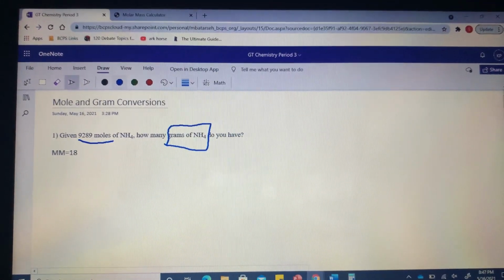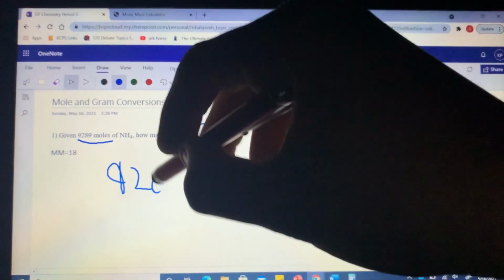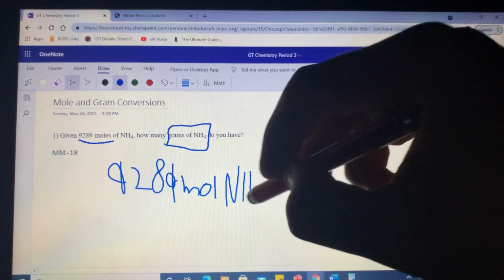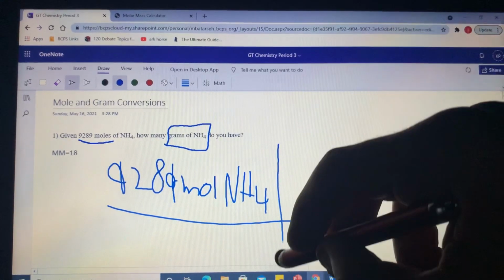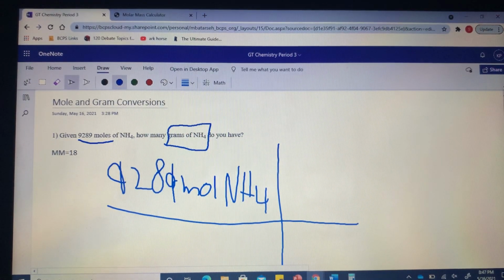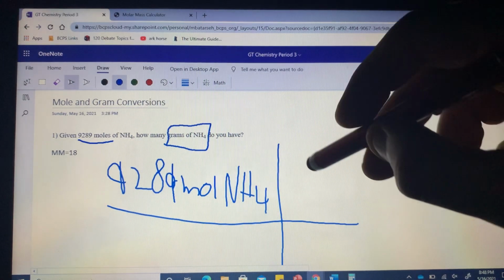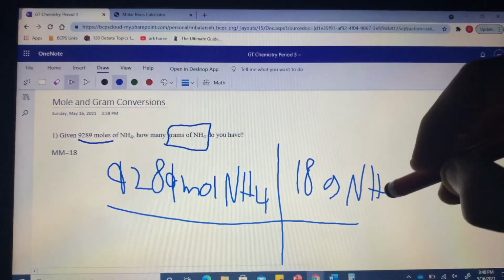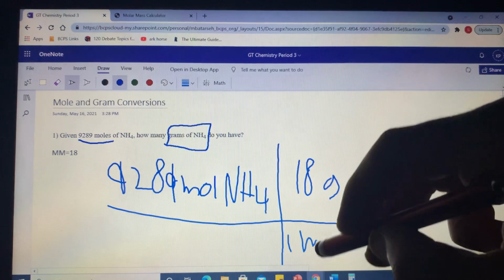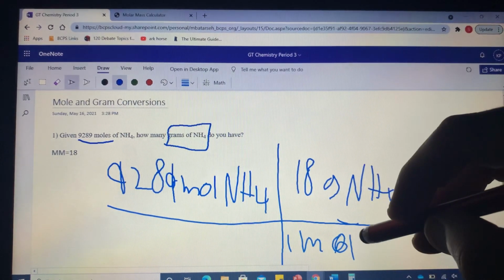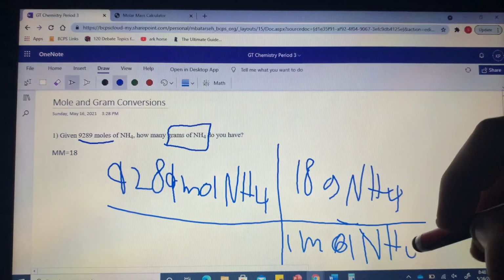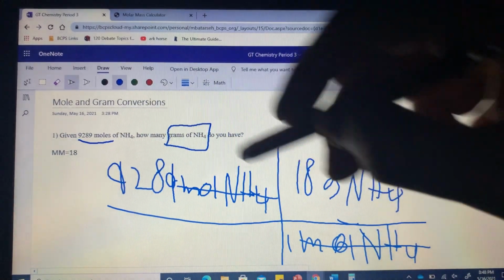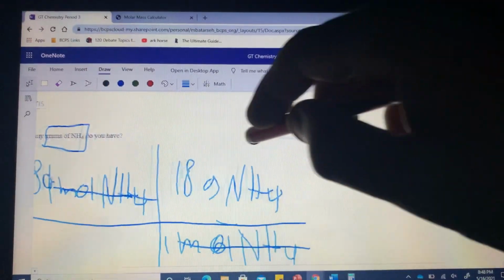So first, we start off with 9,289 moles NH4. Okay, simple enough. We gotta convert that to grams. So we multiply by the molar mass, which we see over there is 18 grams of NH4 per 1 mole of NH4. Now, we see that moles of NH4 cancel out, and we're left with grams of NH4, which is exactly what we wanted.